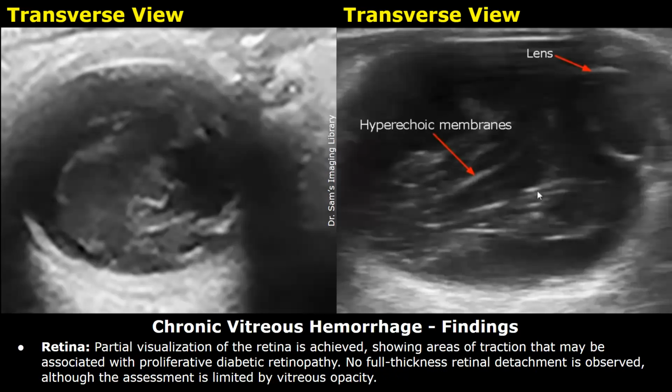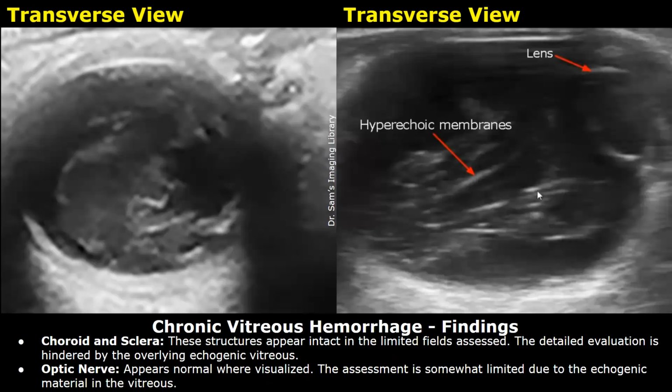Retina: partial visualization of the retina is achieved, showing areas of traction that may be associated with proliferative diabetic retinopathy. No full-thickness retinal detachment is observed, although the assessment is limited by vitreous opacity.